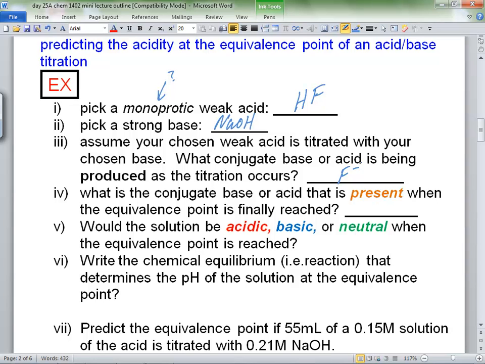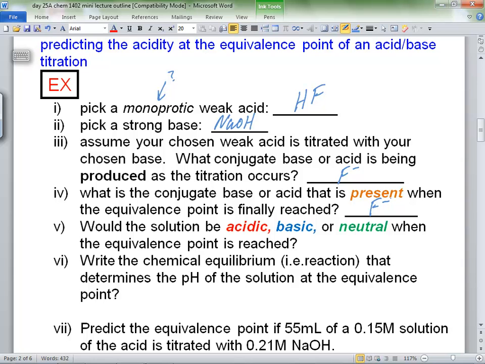Okay. Anyway, what is the conjugate base or acid that is present, Alyssa, when the equivalence point is finally reached? It's still F minus, except it's just all F minus now, right? There's no conjugate acid HF left. It's completely F minus.